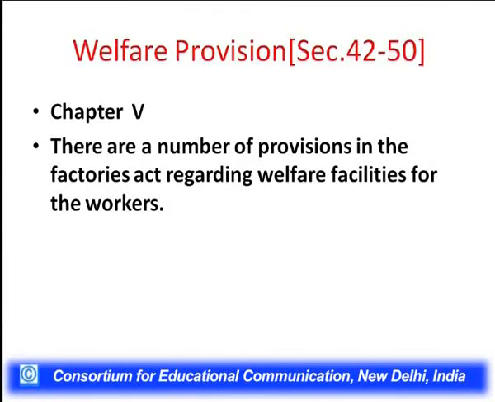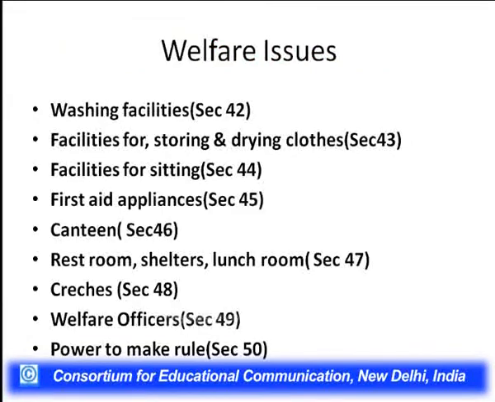Then Sections 42 up to 50 regard the welfare provisions of the employees. Before this, we had two parts, health and safety, and now the third part, the welfare of the employees, is covered by Section 42 to Section 50. There are a number of provisions in the Factories Act regarding welfare facilities for the worker.